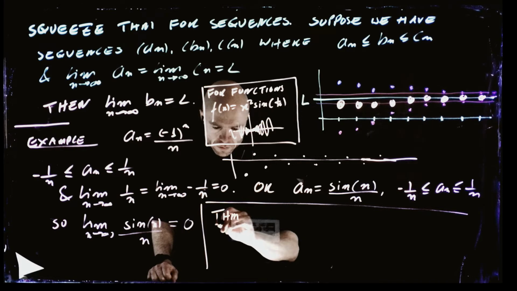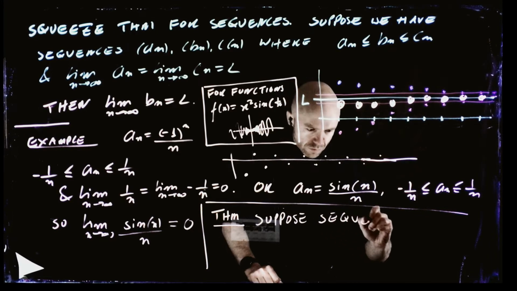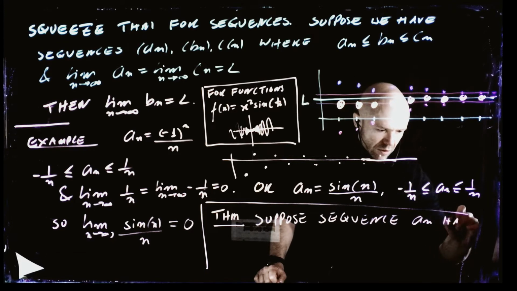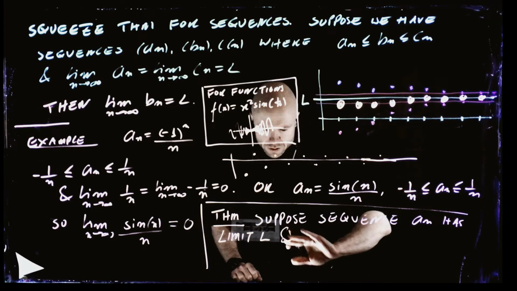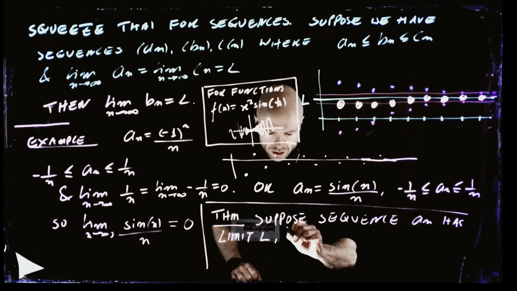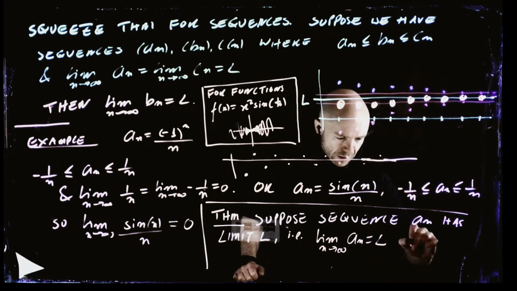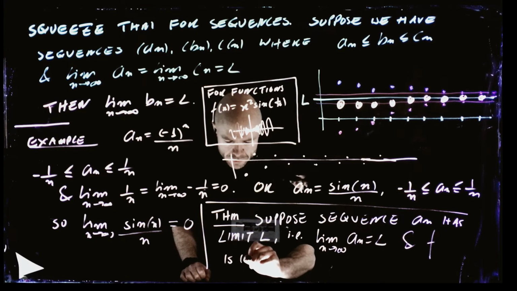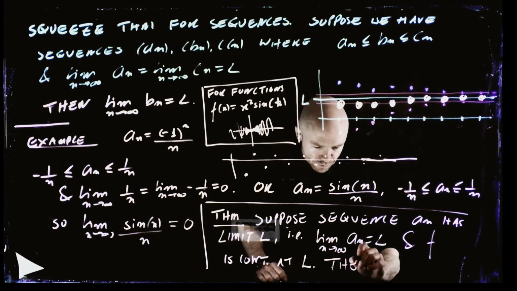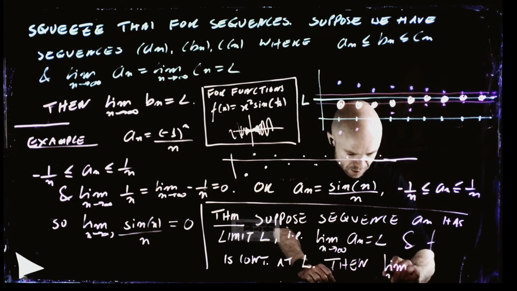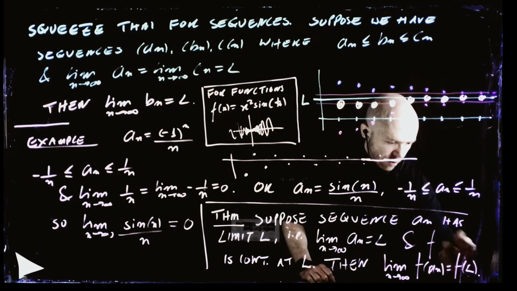Theorem. Suppose the sequence a_n has limit L, and I'm going to write down explicitly what it is, i.e. the limit as n goes to infinity of a_n is equal to L, and f is continuous at L. Then the limit as n goes to infinity of f of a_n equals f of L. Okay.